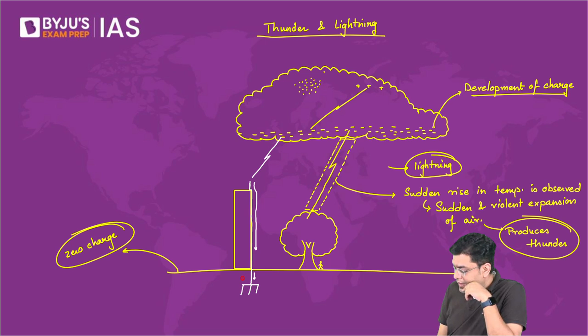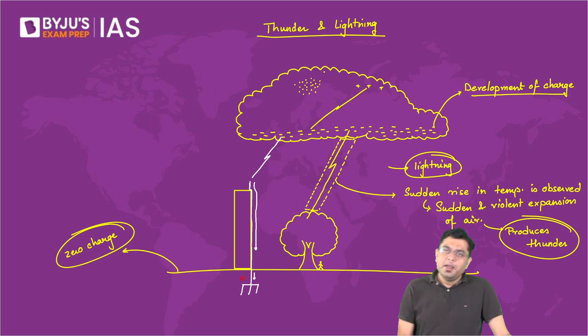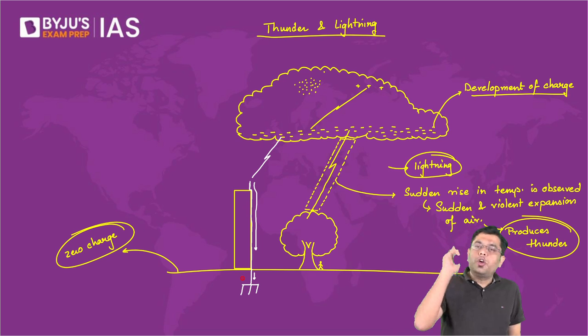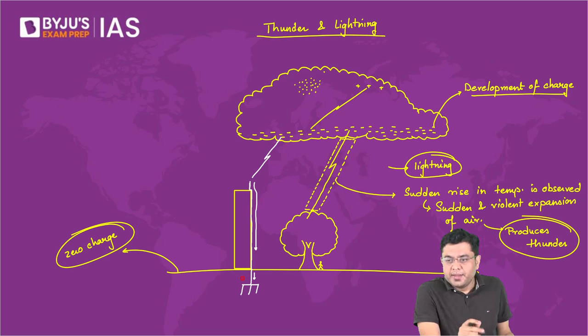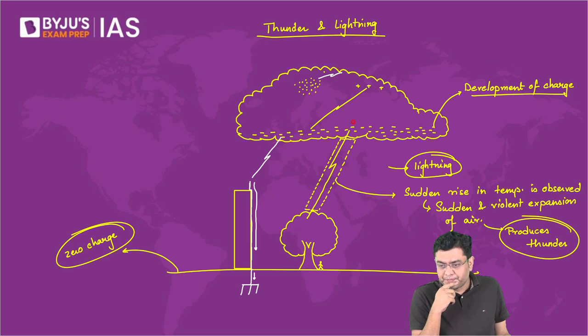Why is there thunder without lightning? There is never going to be thunder without lightning. It is the thunder that you hear, but in those cases you are not able to see the lightning. Lightning might have occurred, but you might not be able to see it because of the density of the clouds, but the sound is something that you will hear. The land is zero charged. Always, land is zero charged.